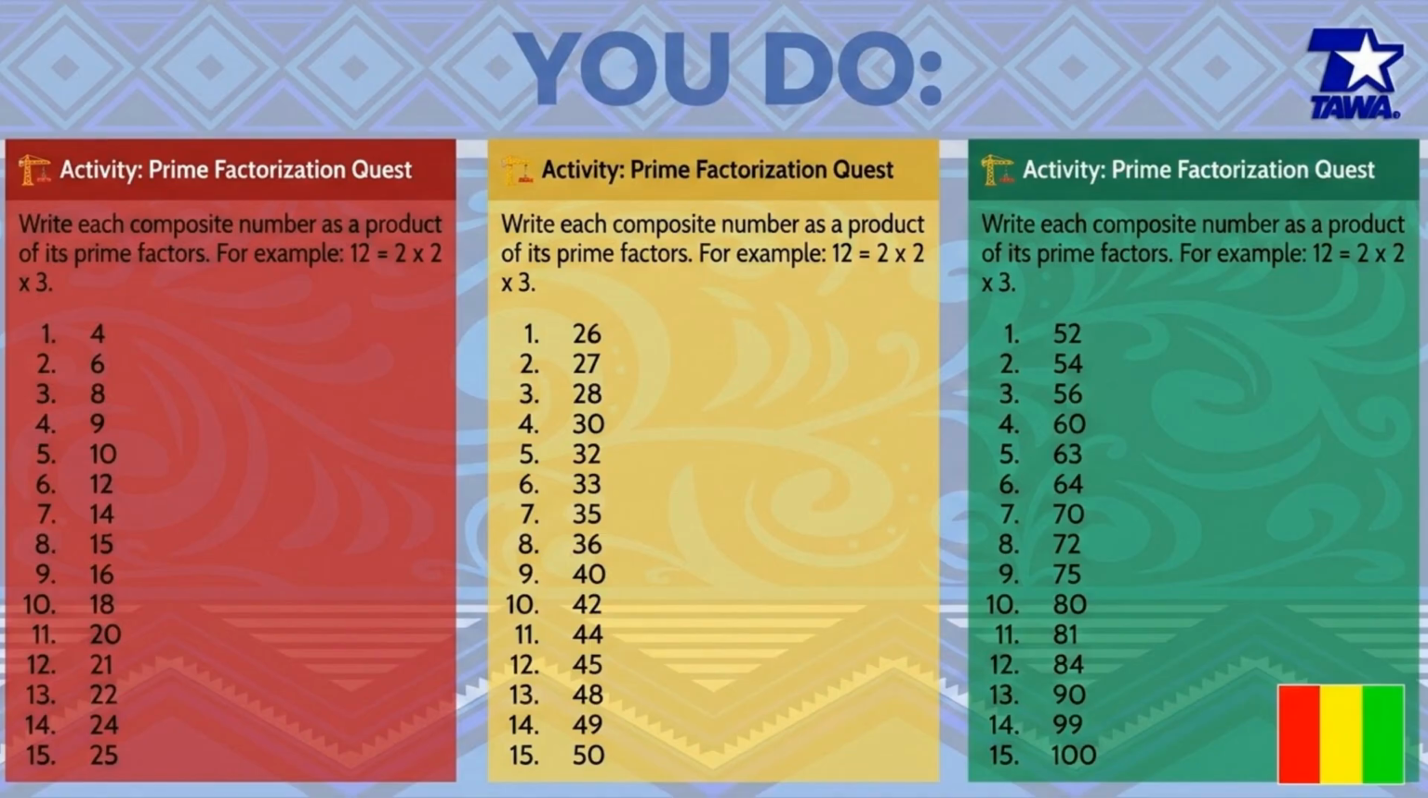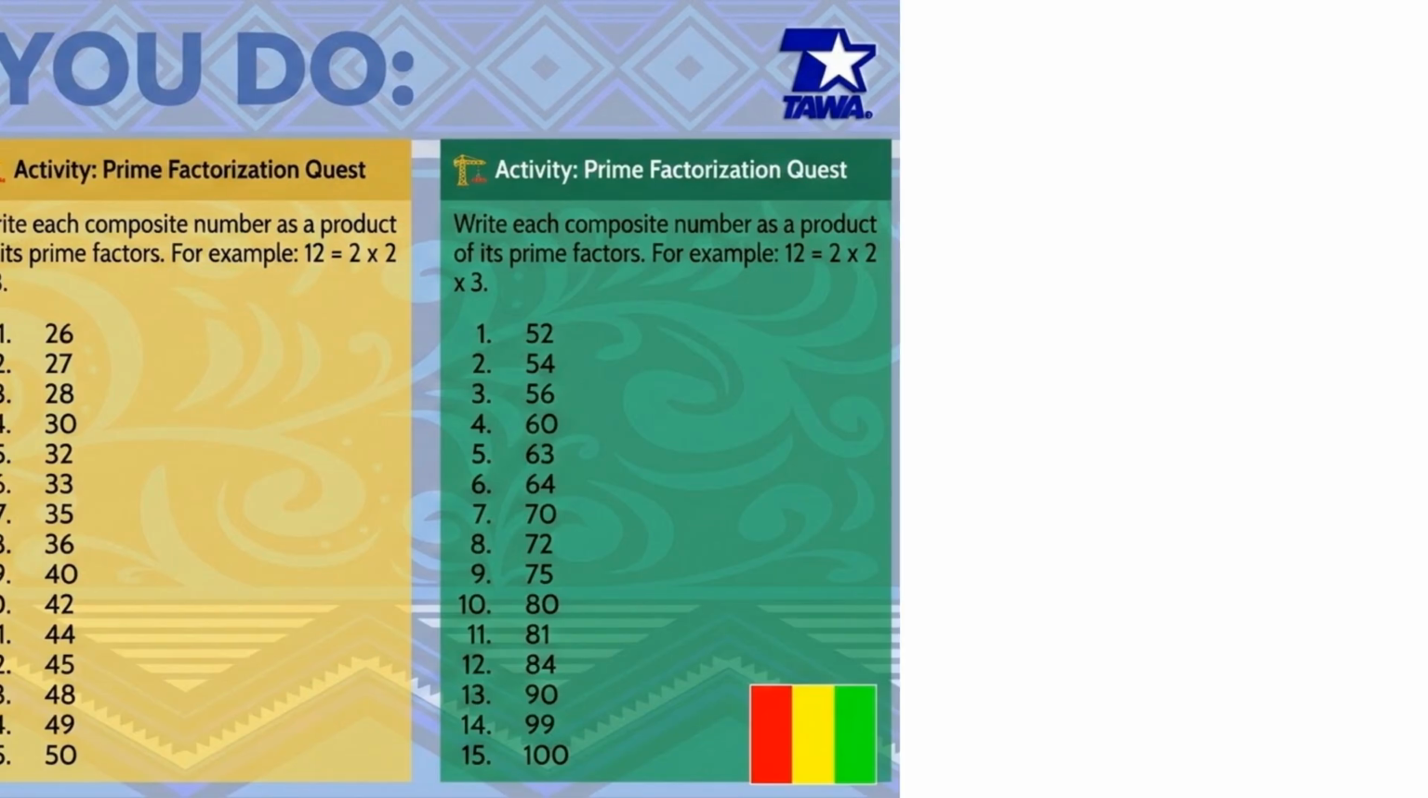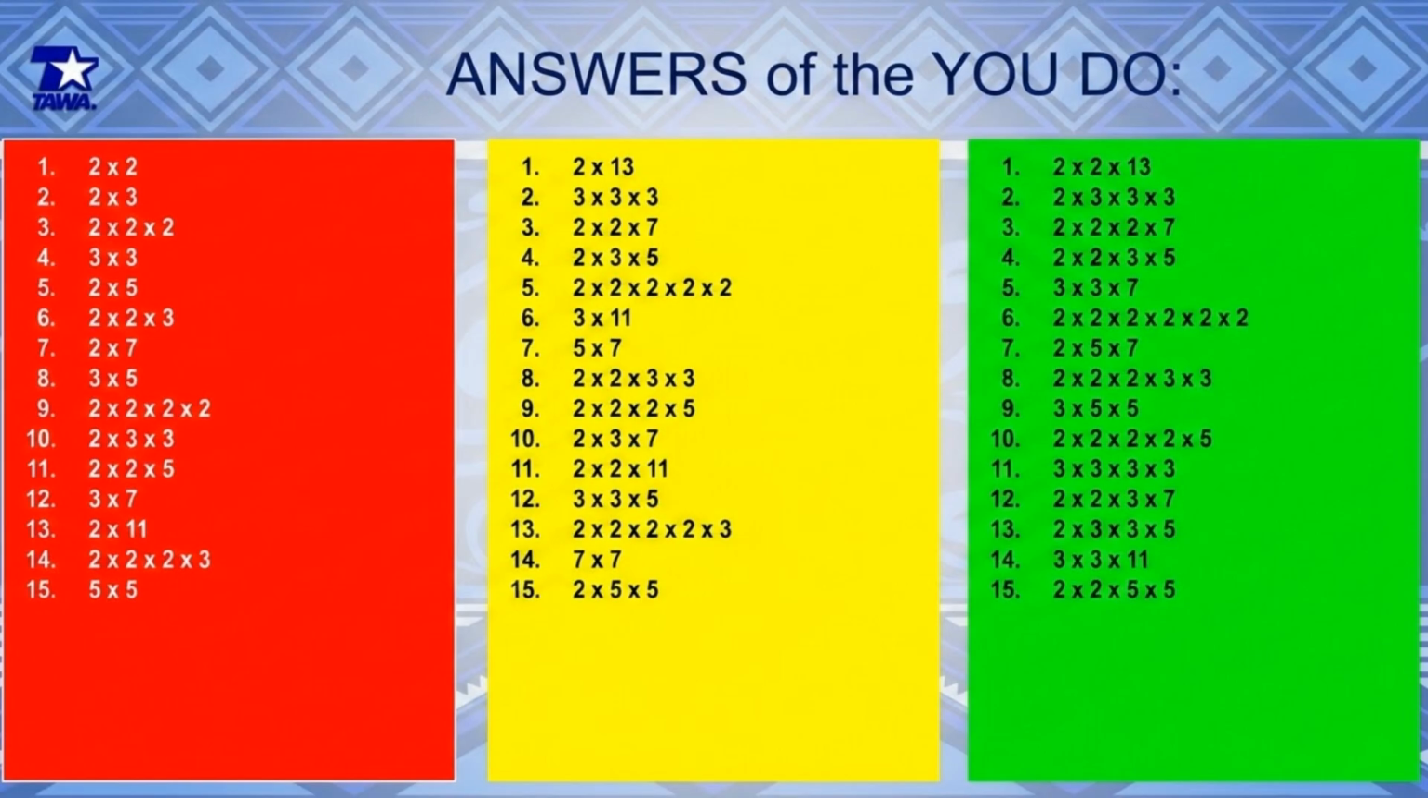Here is the prime factorization quest. Write each composite number as a product of its prime factors for the challenges listed in red, yellow, and green. Here are the answers for the independent challenge. Review your work against these prime factorizations for the numbers in red, yellow, and green.